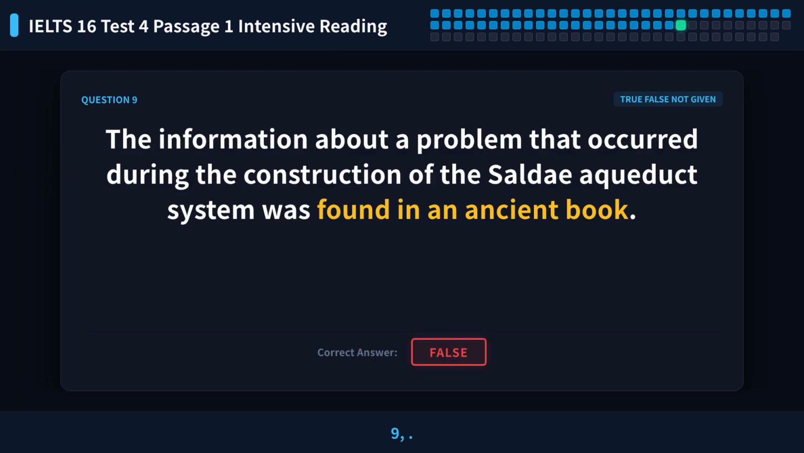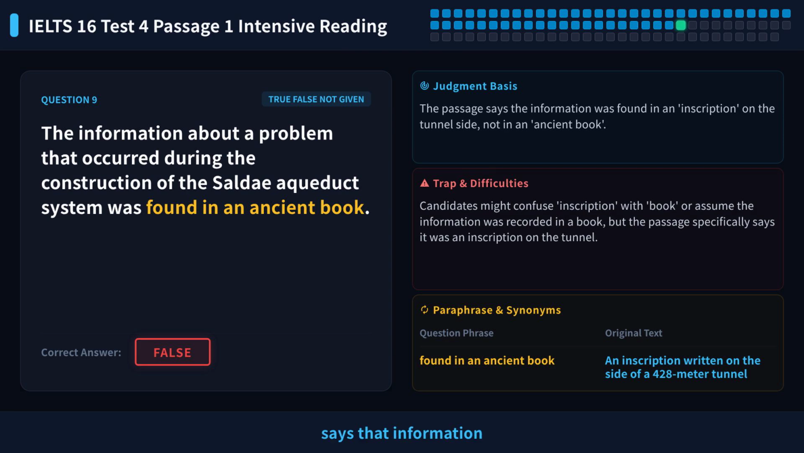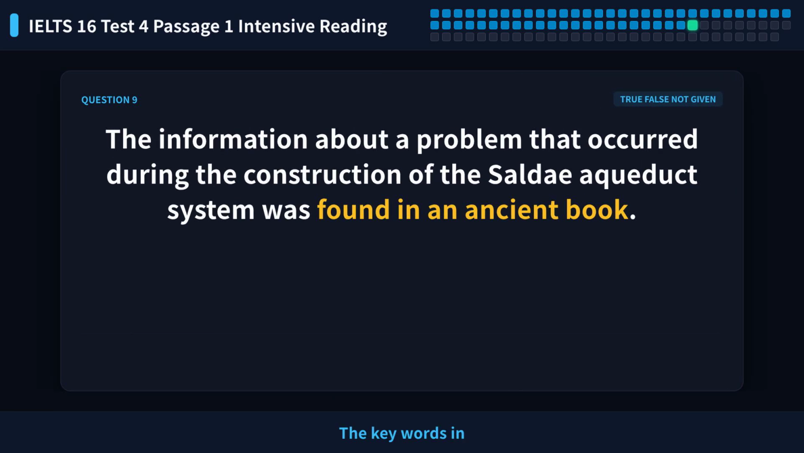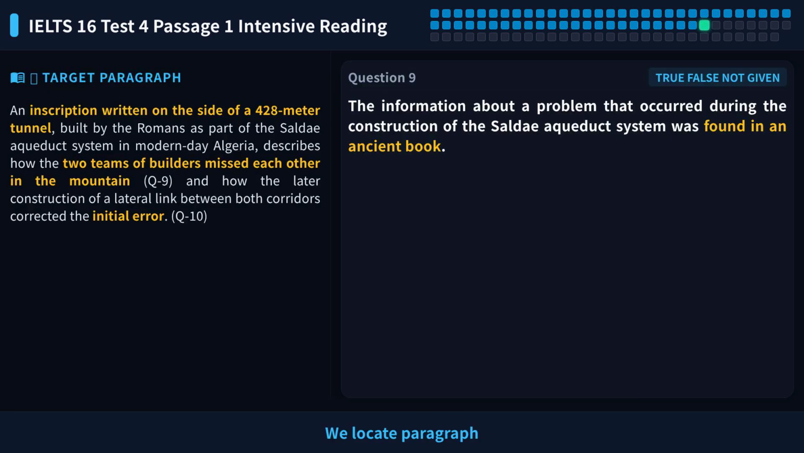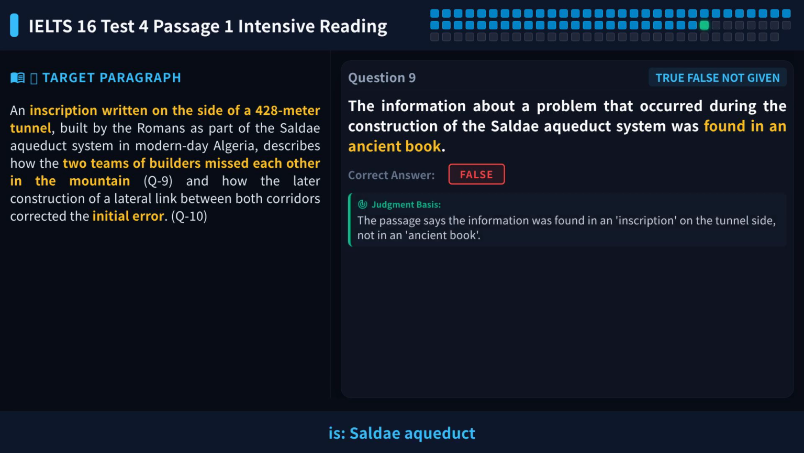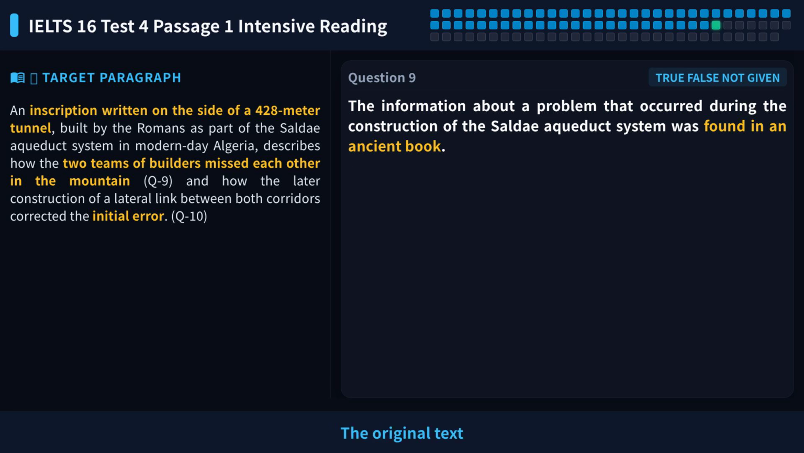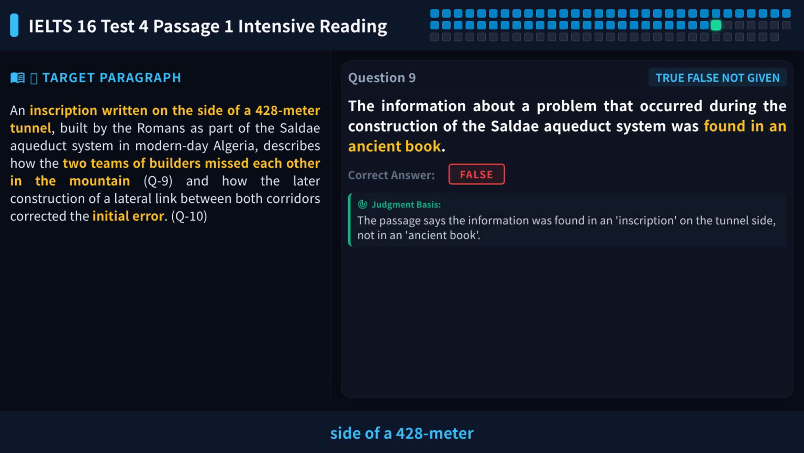Let's look at question 9. This question says that information about a problem during the building of the Saldae aqueduct was found in an ancient book. The key words in the question are, found in an ancient book. We locate paragraph 3. The scanning landmark word in the text is, Saldae aqueduct system. The original text says, an inscription written on the side of a 428-meter tunnel describes how the two teams missed each other. The information is on an inscription on the tunnel wall.